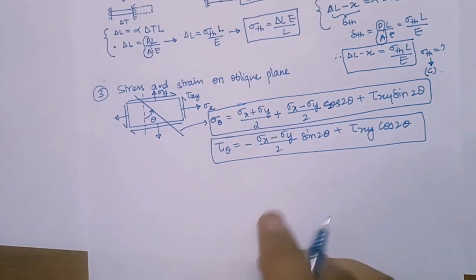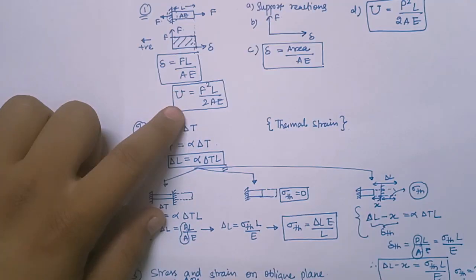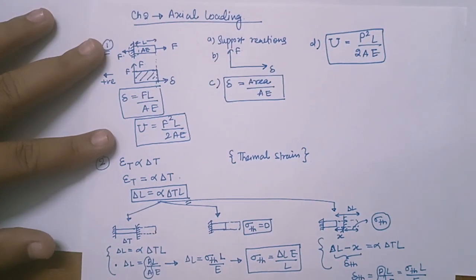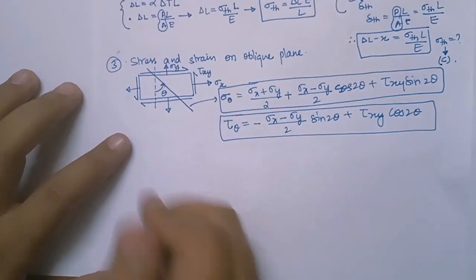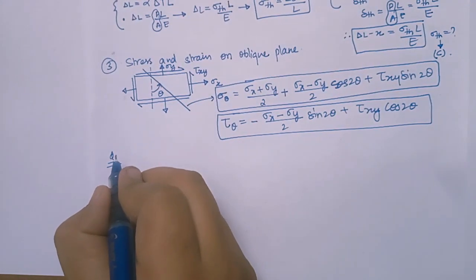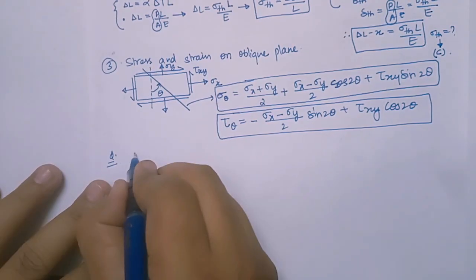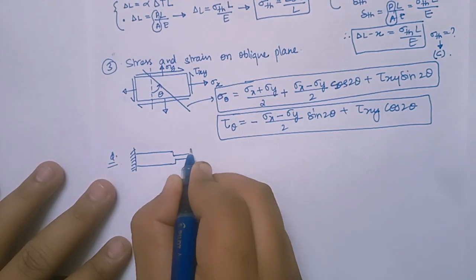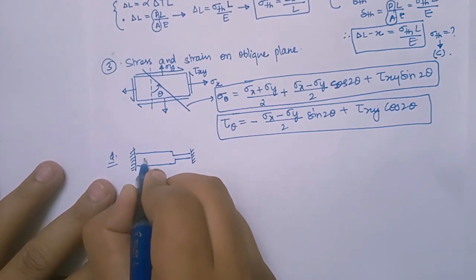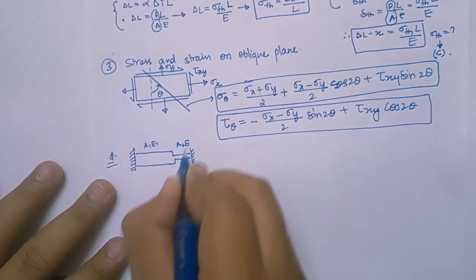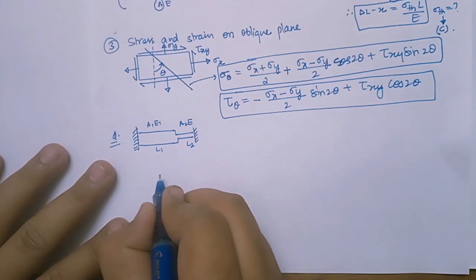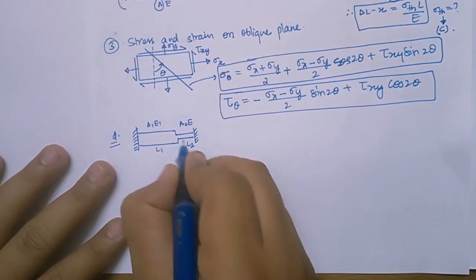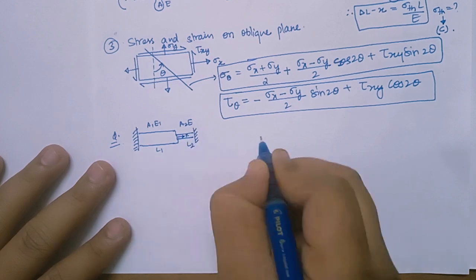Now if you want to calculate the deformation energy, strain energy, then you can use these formulas. Now on this, let us do one question. Like for example, if I have a rod which is fixed at both the ends, and the property of the material is A1 E1, A2 E2, L1 L2, right? So first of all we will calculate the support reactions. And one more thing, a force F is acted here, right?